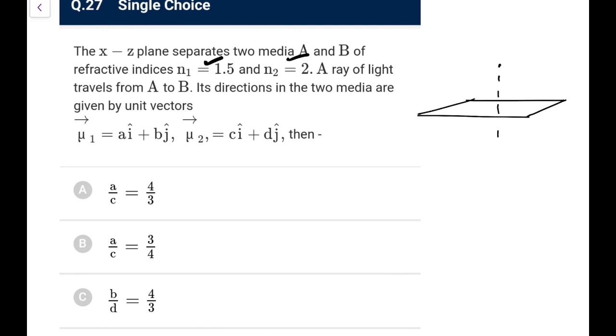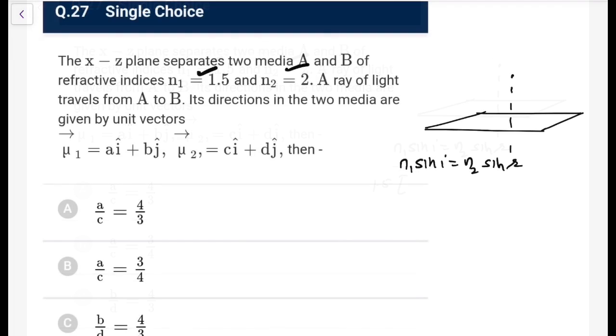This is the y-axis. So the direction in the two media is, in the first, a i cap plus b j cap, and in the second, c i cap plus d j cap. So what you write is n1 sin i must be equal to n2 sin r. Now sin theta can be given by the cross product of the two unit vectors, one is j cap and the second is mu1 and mu2. So n1 mu1 cross j cap would be equal to n2 mu2 cross j cap.